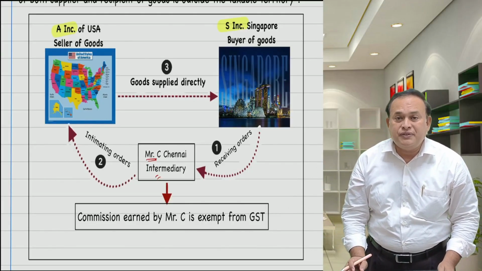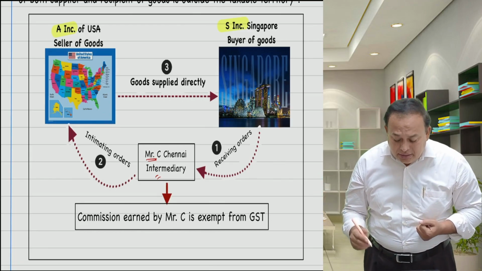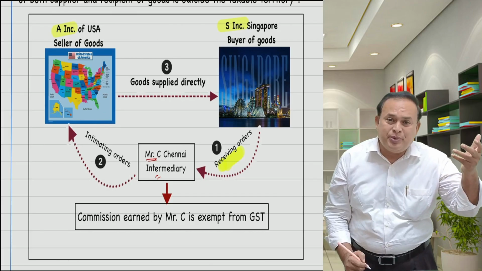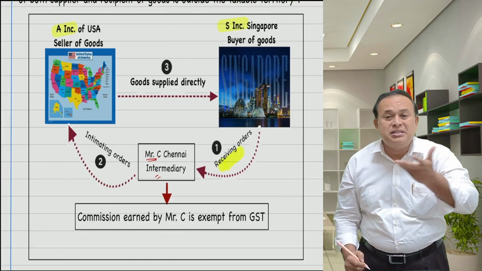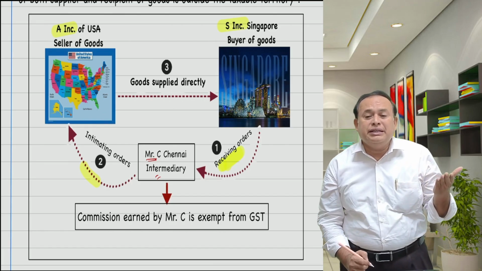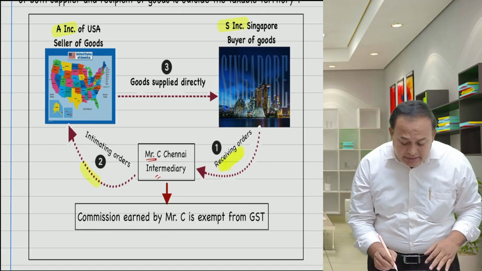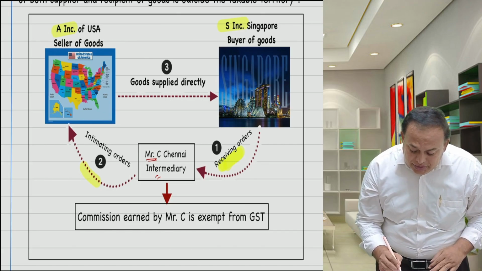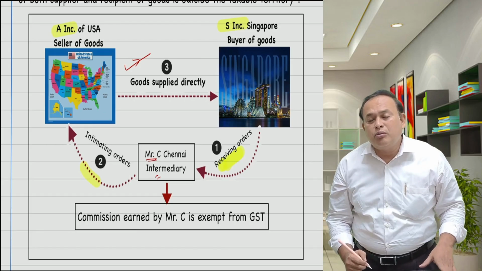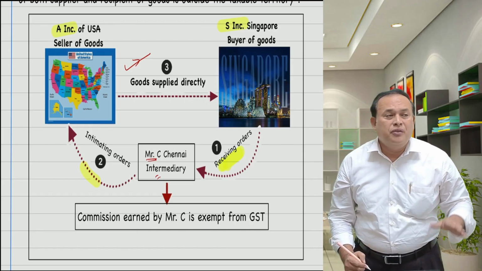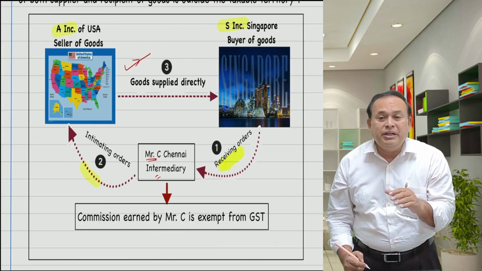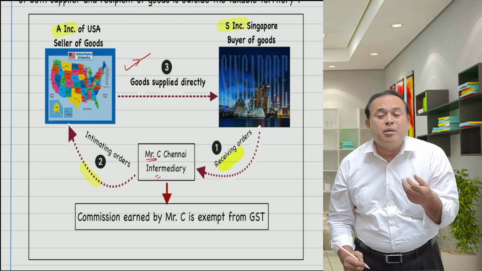Then Mr. C of Chennai, receiving the order from S Singapore, intimated his principal, hey Mr. A Incorporation, one buyer for your goods is waiting in Singapore. A Incorporation supplies the goods from USA to Singapore in air cargo. Now goods are moving from USA to Singapore, from non-taxable territory to non-taxable territory. But Mr. C of Chennai provided services only, namely intermediary services.